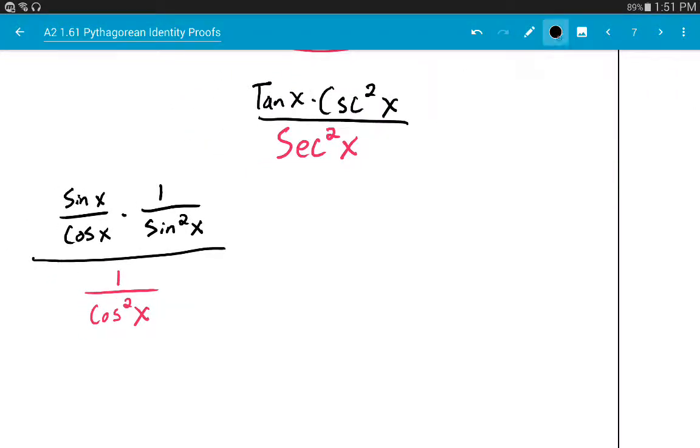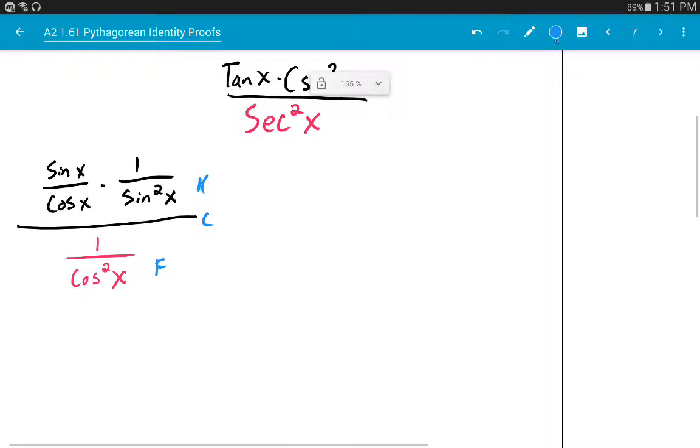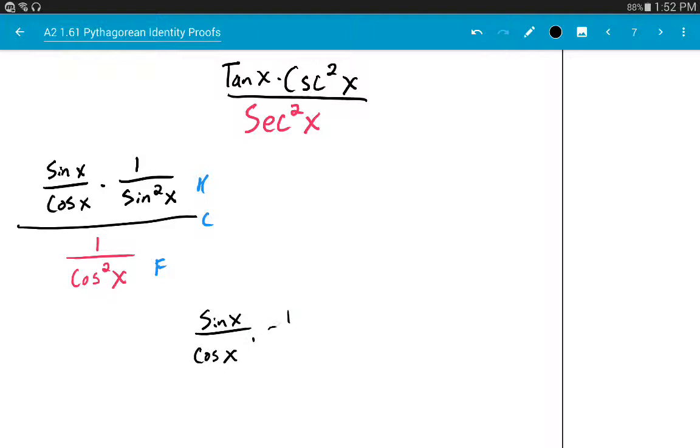What I'm going to do is keep, change, and flip. So I'm going to keep the sine x over cos x times 1 over sine squared x. I'm going to change it to multiplication, and I'm going to flip the 1 over cosine squared x. So cosine squared x over 1. Now let's see, I hope something crosses out because these are all fractions attached to multiplication, and that's usually what happens here.